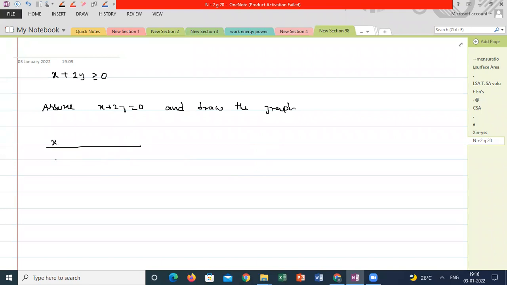Same method. Instead of taking 0 and 0, I am taking x is equal to 1, x is equal to 2. Then I will get y is equal to -1. If I am taking x is equal to 2, y is equal to -1, 0 is 0, and if I am taking y is equal to 1, I will get x is equal to -2. Correct? So using this, I can draw the graph.